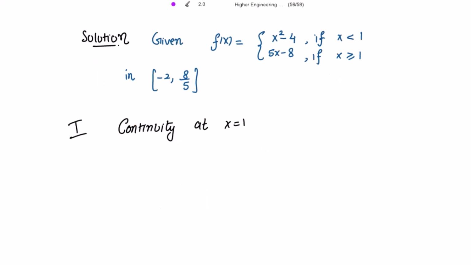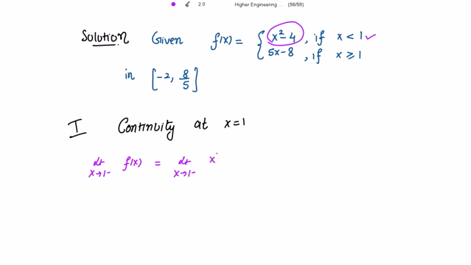So this is the given function, and the first condition of Rolle's theorem is to check the continuity at x = 1. So the limit as x tends to 1 from the negative side, that is all the values of x strictly less than 1, of the function f(x). This is x² − 4, and putting the limit we get 1² − 4, that is equal to −3.